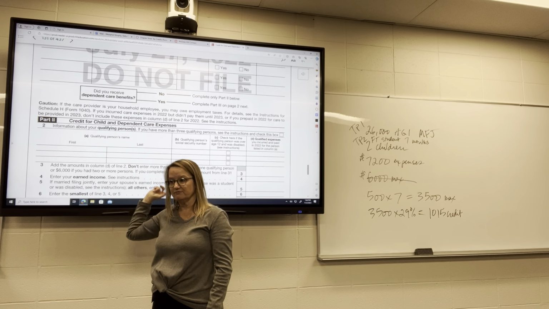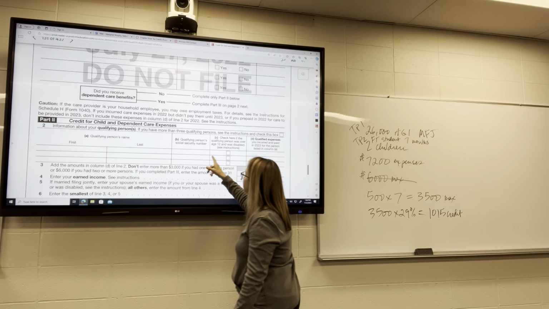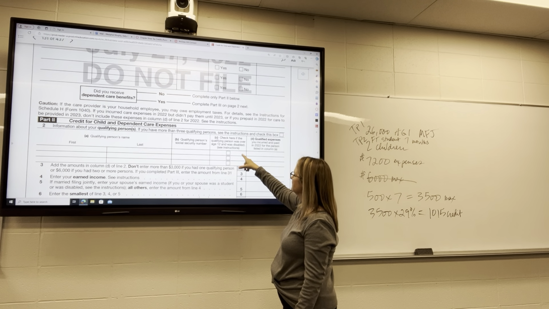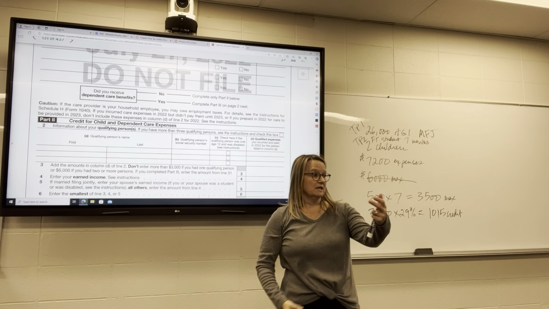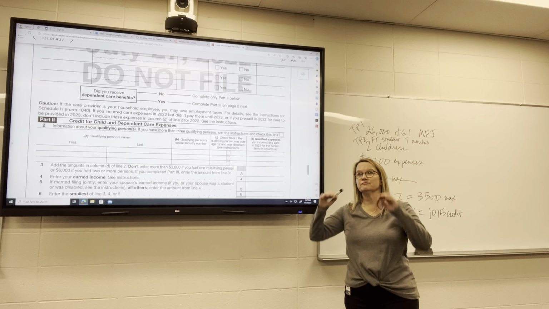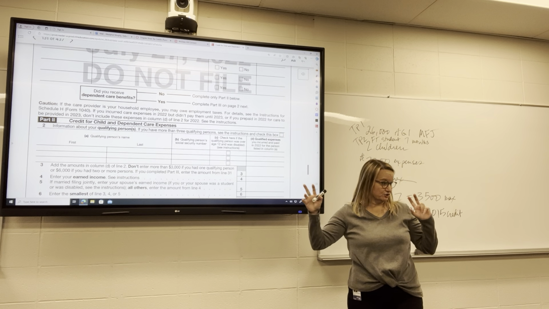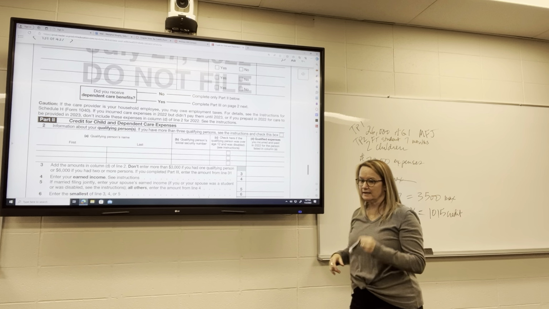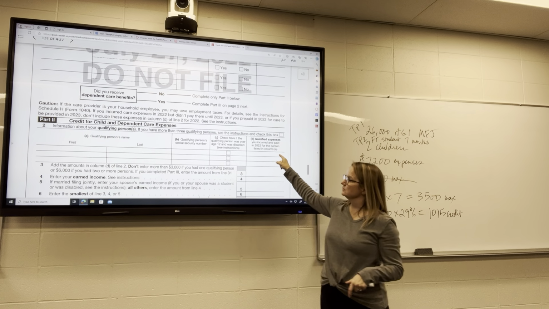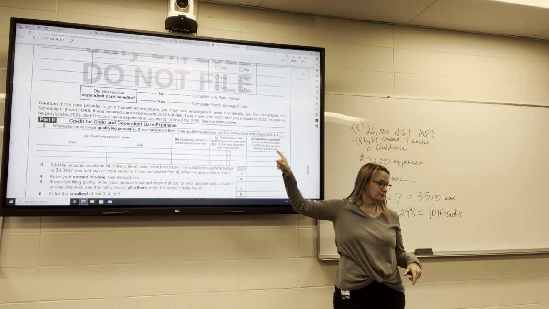Who was provided the care? Name, social security number. Were they over age 12 and disabled? So this is if they don't qualify as a qualifying child, right? And again, that cutoff is 13. Then the expenses that you incurred for that particular person.